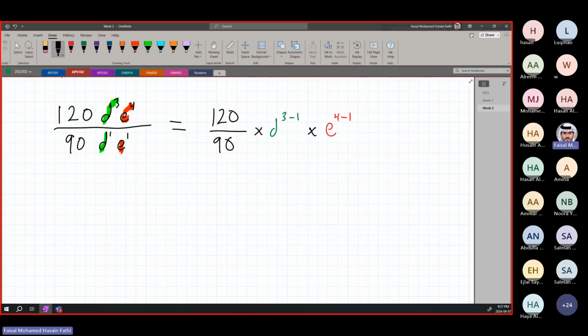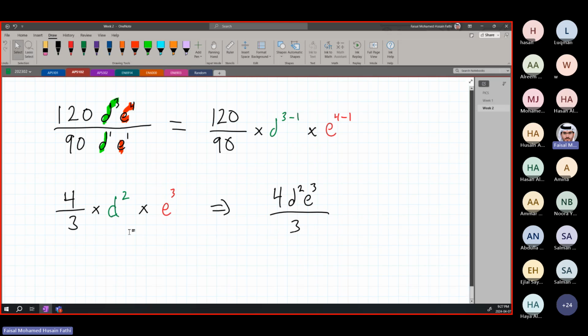Simplifying this, 12 over 9 is 4 over 3. 120 over 90 is 4 over 3. Times d squared, times e to the power of 3, or e cubed. So we can just simplify this and write it all as one go. It's going to be 4d squared e cubed over 3.